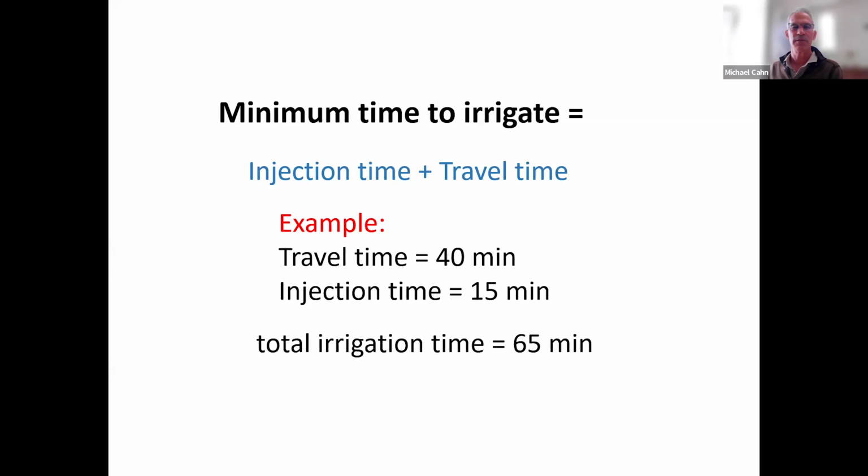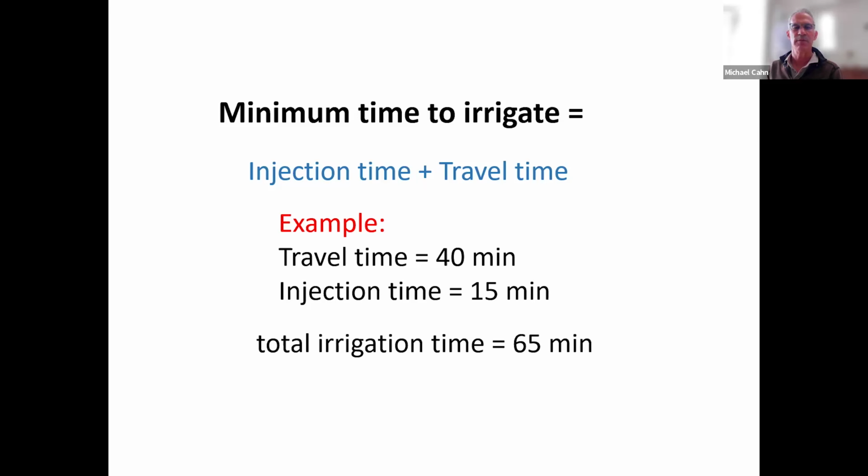the irrigation system. So once you understand the travel time, you can calculate the minimum time you need to irrigate to flush out that fertilizer. So we usually say it's got to be longer than the injection time, you were injecting the fertilizer, right, plus the travel time. So if travel time was 40 minutes and you were injecting 15 minutes, you would have to be irrigating at least 65 minutes, right, to get that fertilizer completely flushed out.